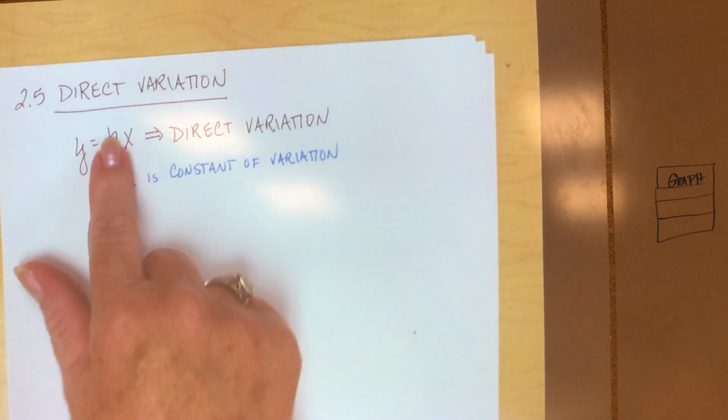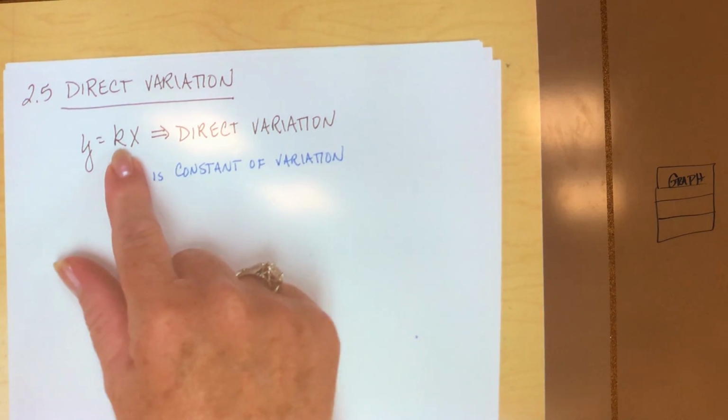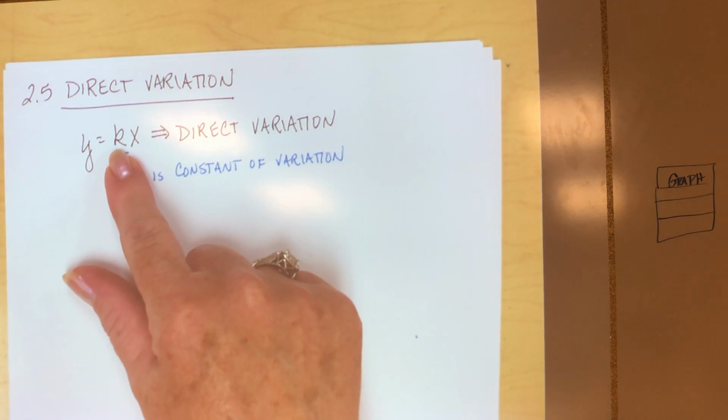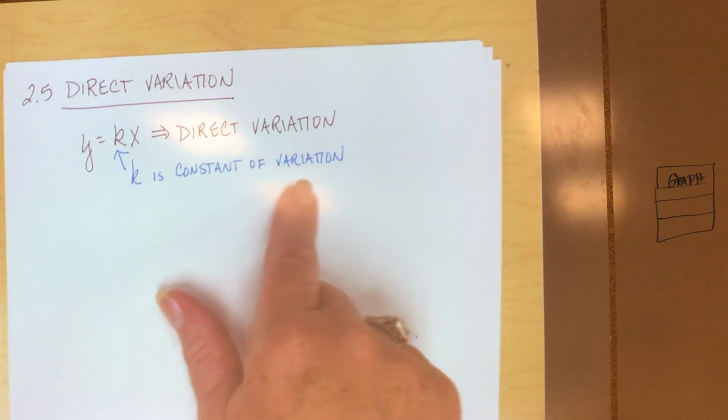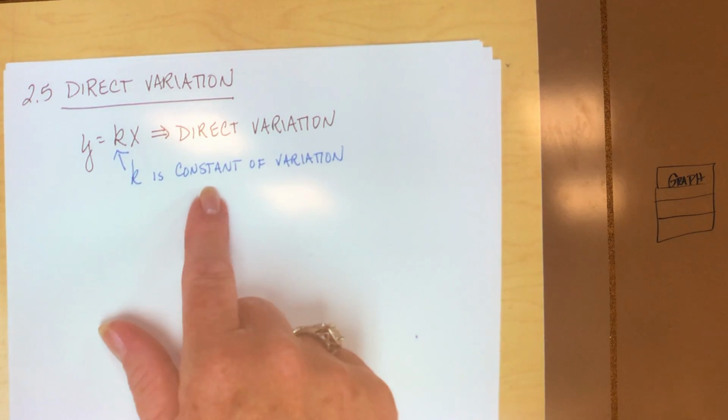All right? But have we studied equations in this form right here? Yes. When did you call this K? M. So it's really your what? Slope. So slope and the constant of variation, they're kind of like the same thing. Okay? They're kind of like the same thing.